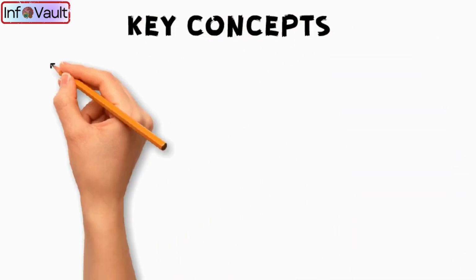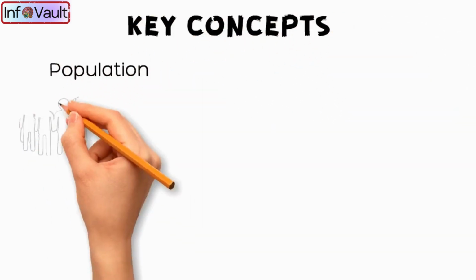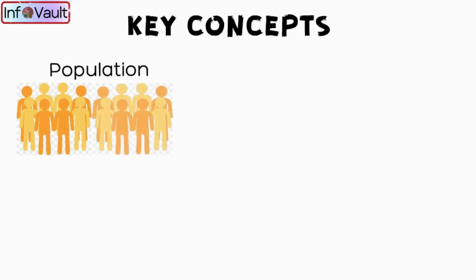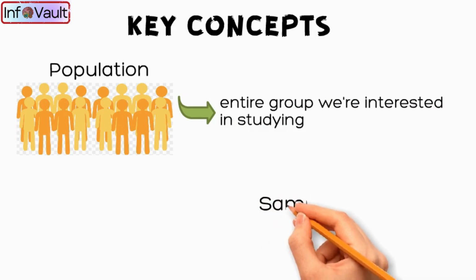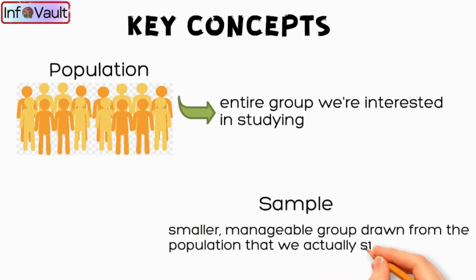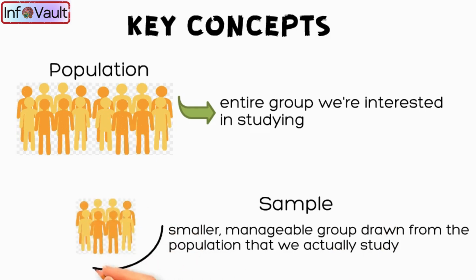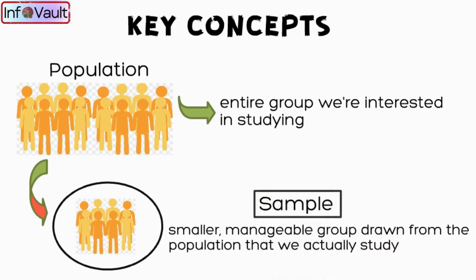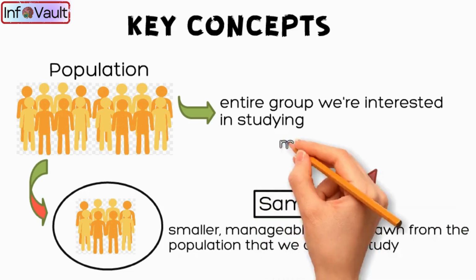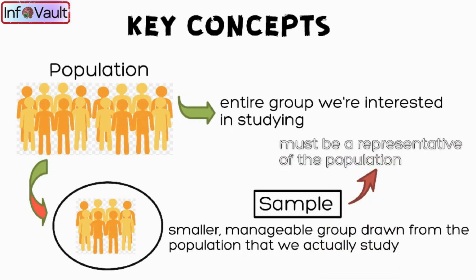First, let's talk about population and samples. Population refers to the entire group we're interested in studying, such as all patients that have cancer. On the other hand, a sample is a smaller and manageable group, drawn from the population that we are studying. In biostatistics, the goal is to ensure that our sample represents the population accurately, so our findings can be generalized.